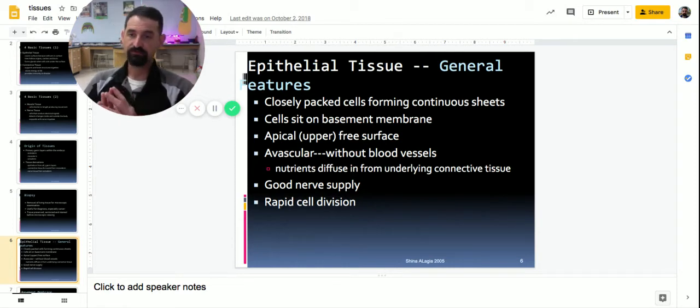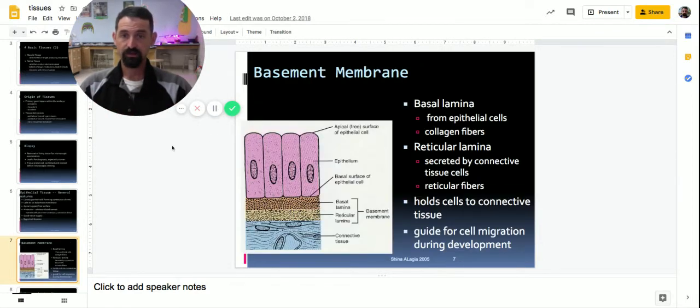And they divide rather rapidly, which, if you get an injury, allows you to heal rapidly, because you don't want to be left without some sort of protection. The basement membrane is what anchors that cell down to the underlying connective tissue.